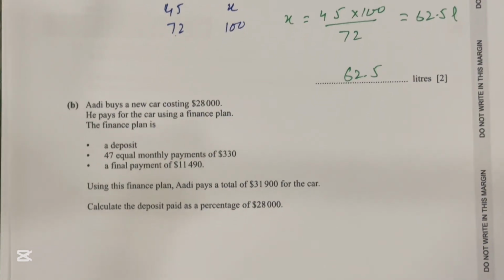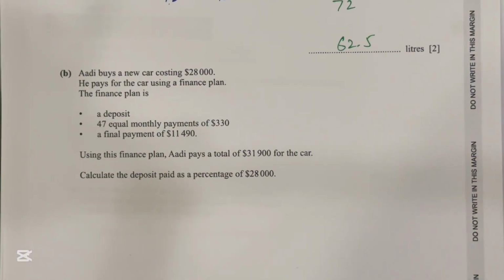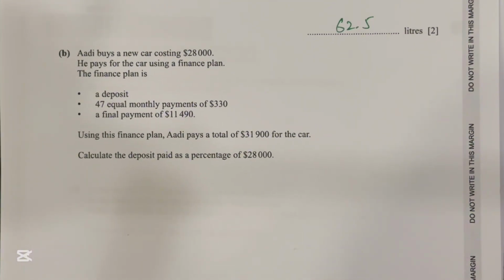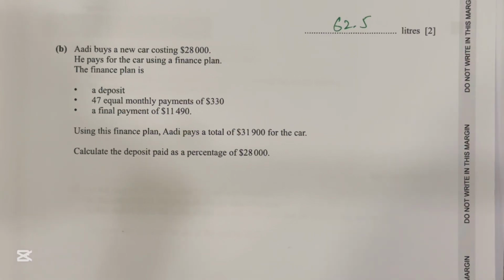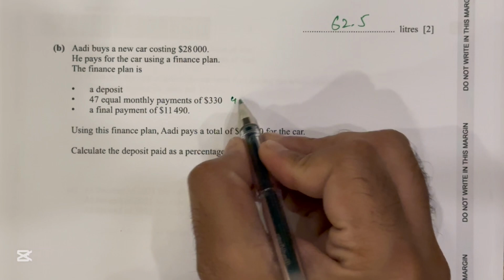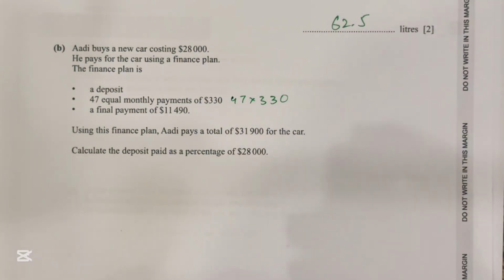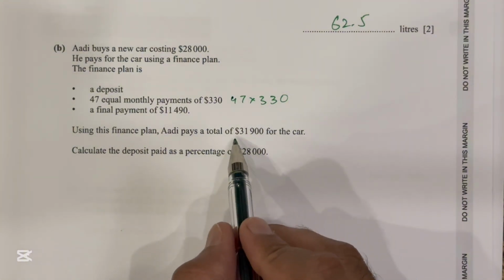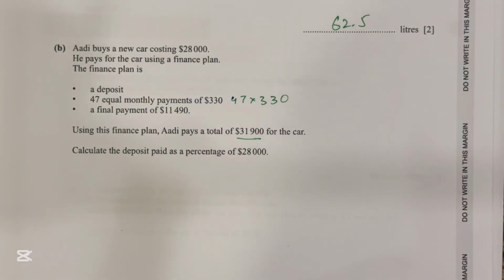Okay, the next part is that Adi buys a new car costing 28,000. He pays for the car using a finance plan. The finance plan is a deposit, 47 equal monthly payments of 330, and a final payment of 11490. Using the finance plan, Adi pays a total of 31,900 for the car. Calculate the deposit paid as a percentage of 28,000.